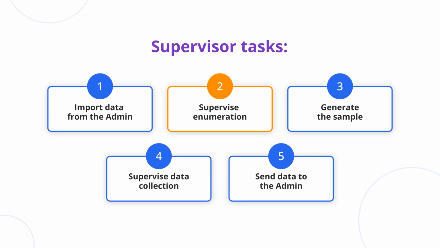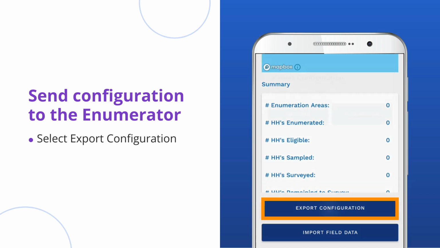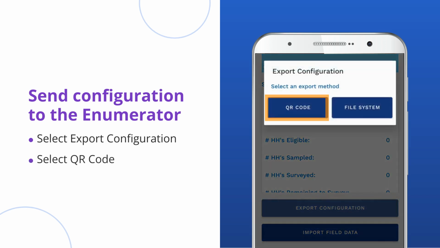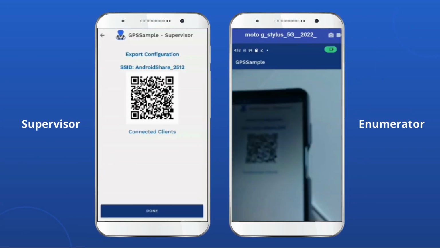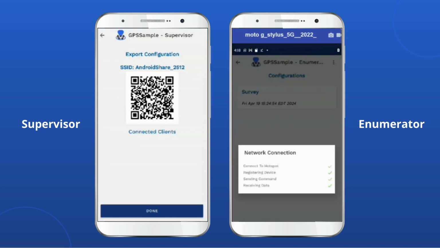Next, you can supervise the enumeration. To send the configuration to the enumerator, select Export Configuration. Since you are in the same place as the enumerator, use the QR code transfer method. The enumerator scans the QR code. Do not press Done until the enumerator has received the configuration.